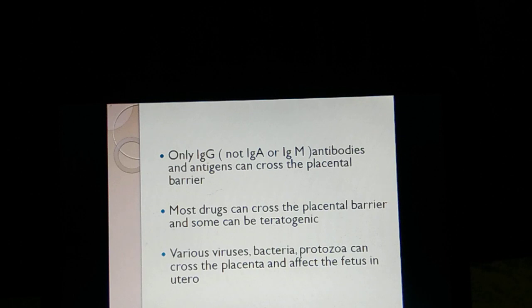The one more important thing is that only IgG antibodies can cross the placental barrier. IgA or IgM are not able to cross the placental barrier. Most drugs can cross the placental barrier and some can be teratogenic. Various viruses, bacteria, protozoa can cross the placenta and affect the fetus in utero.